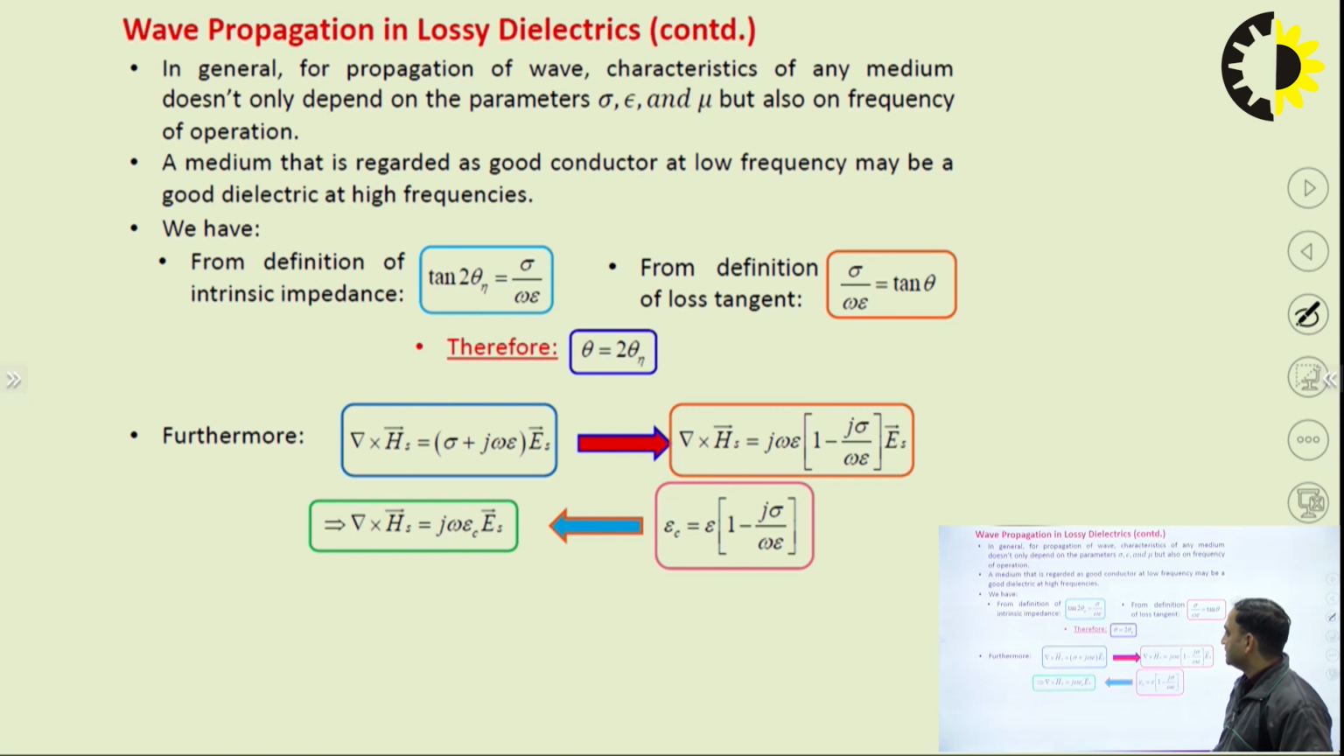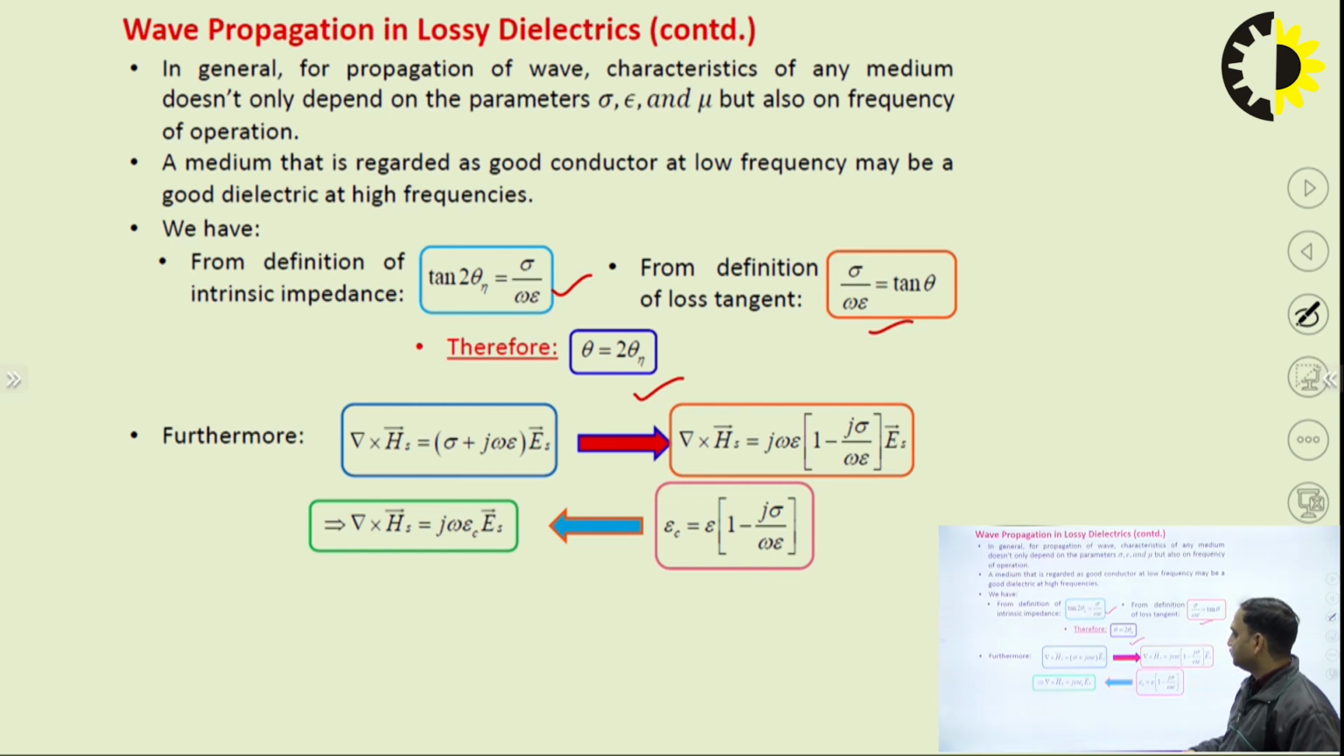In the lossy case, by the definitions, we got tan 2 theta n equal to sigma upon omega epsilon, and sigma upon omega epsilon equal to tan theta. So these two equations we derived. Based on that, we can say that theta is equal to 2 theta n.